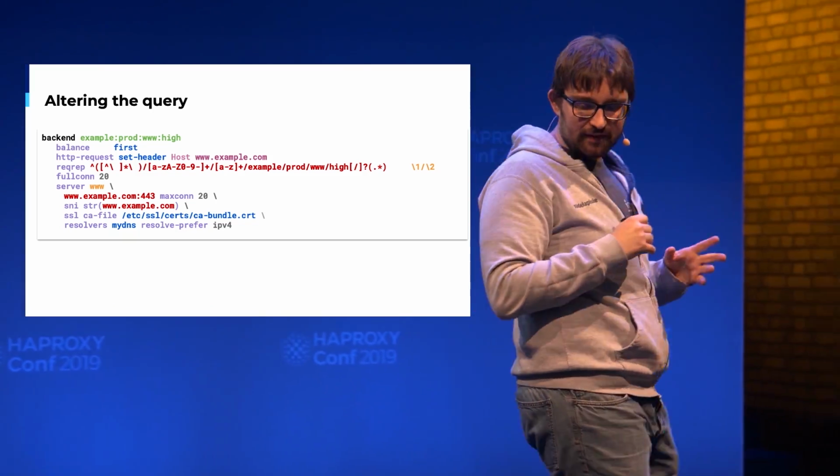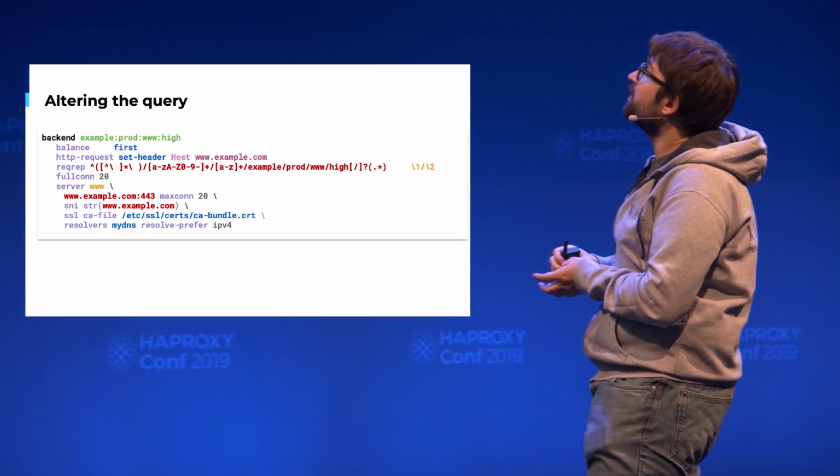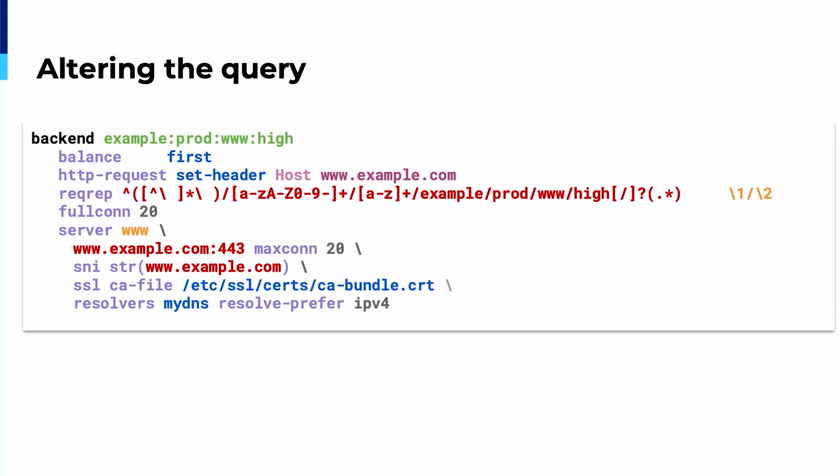And then there is that rec rep line. What it will do is that the rec rep will replace the request line in HTTP. And basically, what the request line will contain is like the method that you are using, like post, get, put, delete, options, and then the URI, and then the HTTP version.